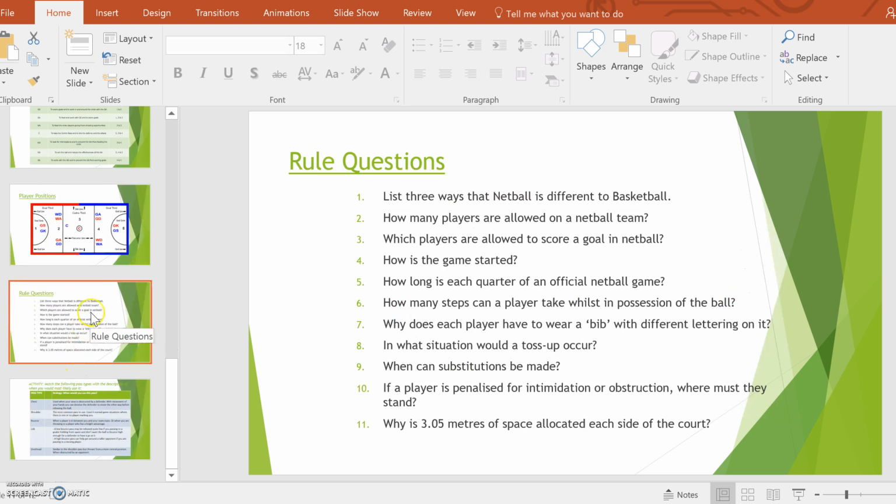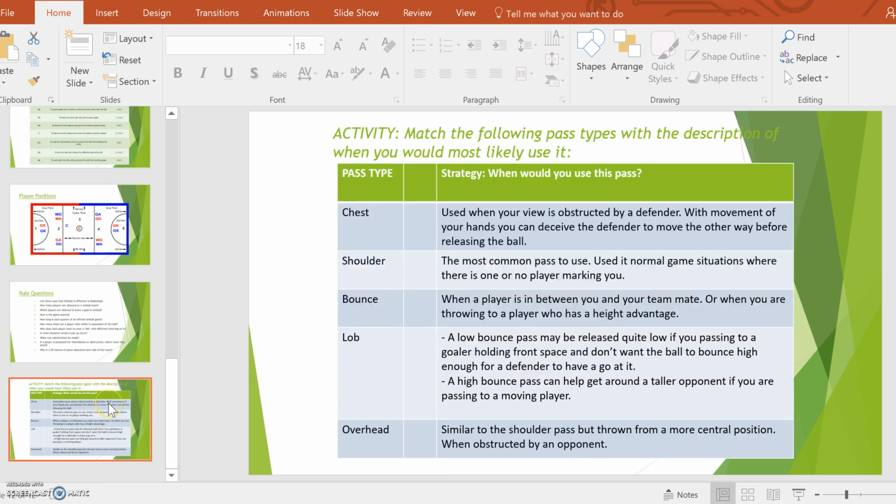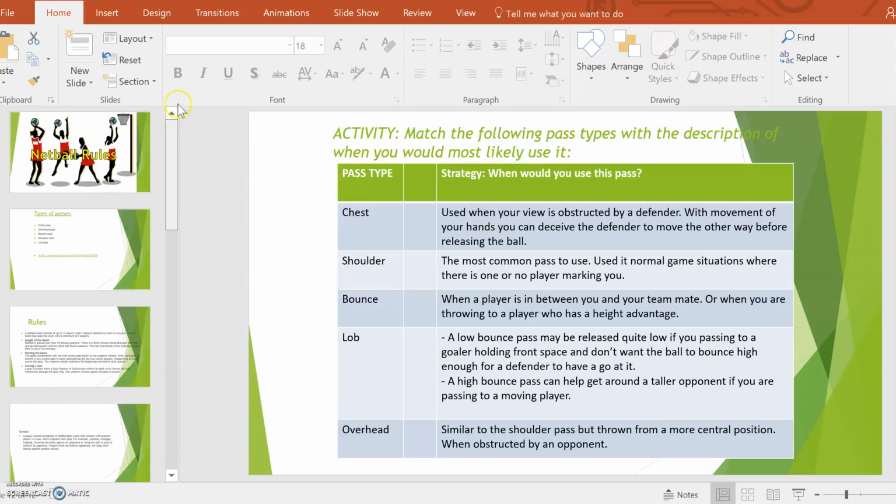So after you have read through the PowerPoint, these are the 11 questions that I'll get you to answer. Also, you would have received this worksheet last lesson. So you need to match the type of pass with the description of when you would most likely use it, which you will be able to fill in by watching those YouTube videos up here.